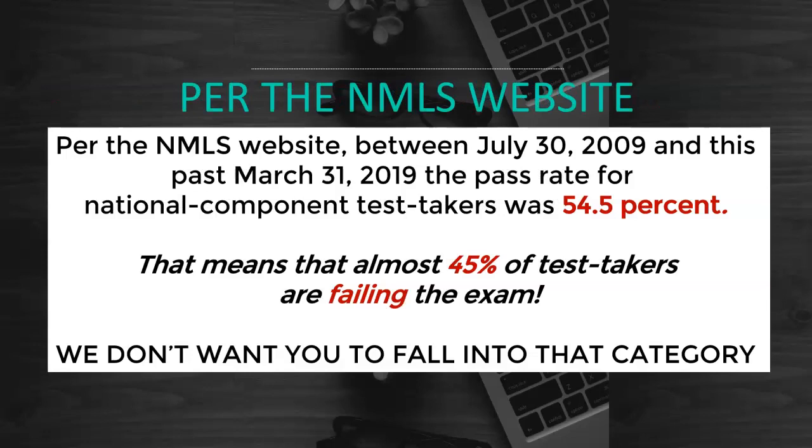Per the NMLS website, and I shared this with you guys earlier, the pass rate right now is about 54%. This is one of the hardest tests that you'll have to take. That means that almost half the people that take this exam fail it the first time. The reason they fail is because they take it for granted. The people that fail it the most are real estate agents and previous loan officers, because we assume this test is going to be about real estate and mortgages. And it's not. It's all about federal rules, regulations, and laws, things that you'll hear me talk about in just a few minutes.